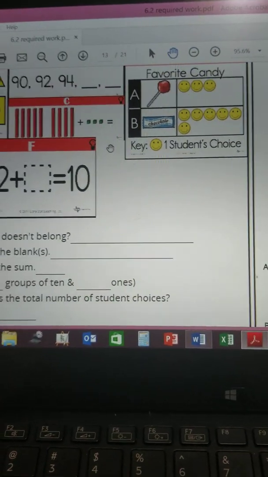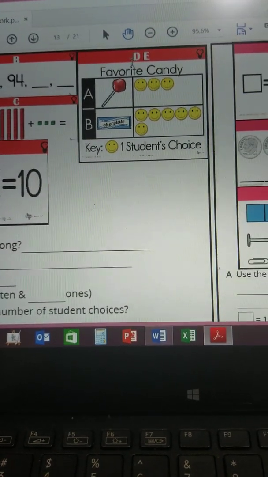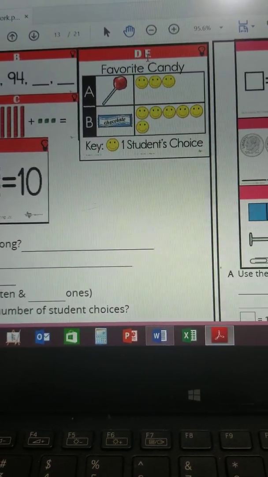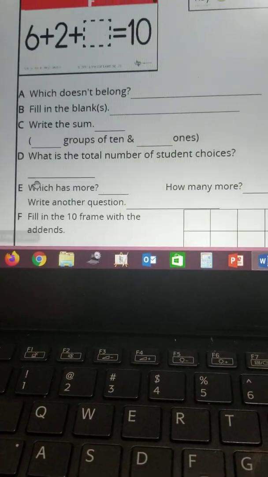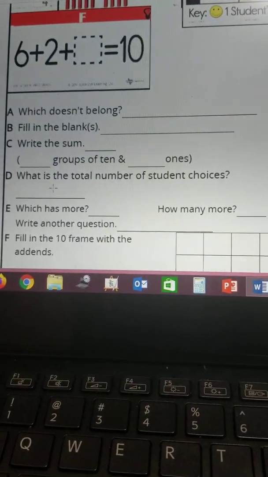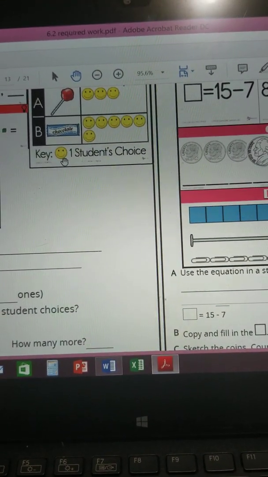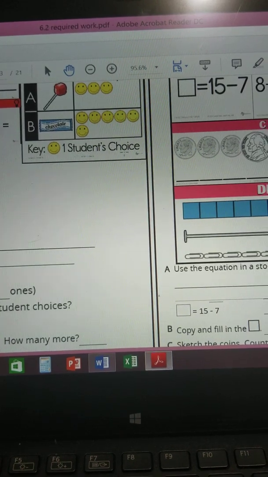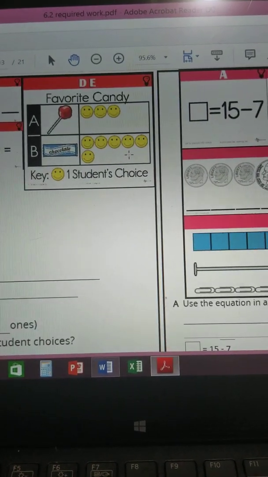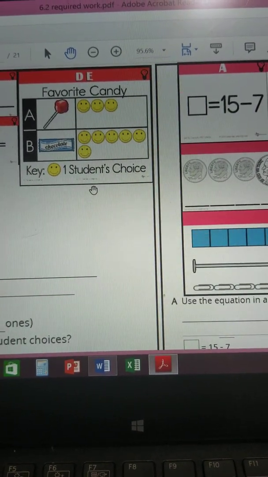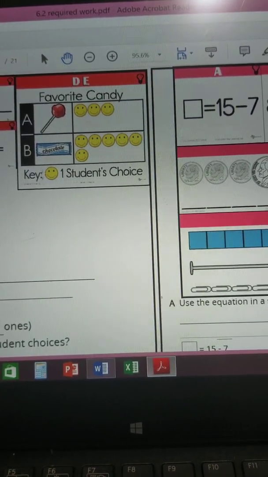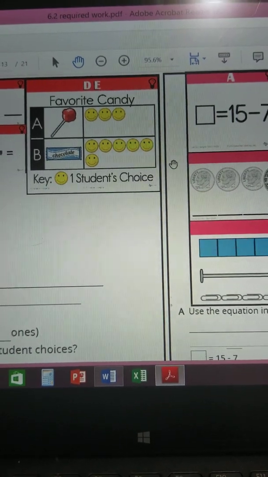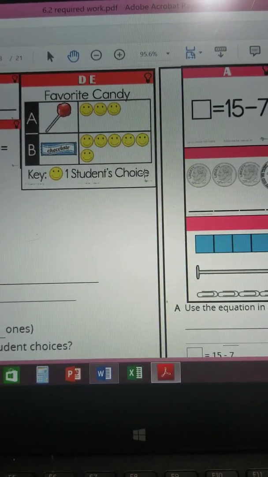D. So if you notice, this picture has D and E. So this picture is going to be used to answer both D and E. So the first question, what's the total number of student choices? It tells you right here, every happy face is 1 student choice. So how do we find out how many student choices we have? How are you going to figure out how many student choices there were?